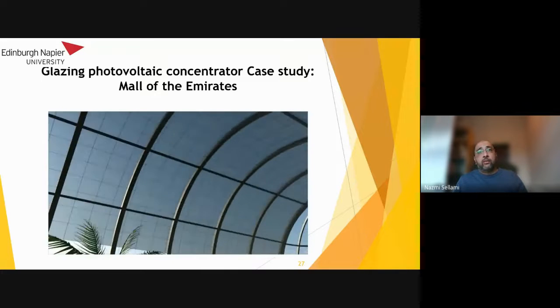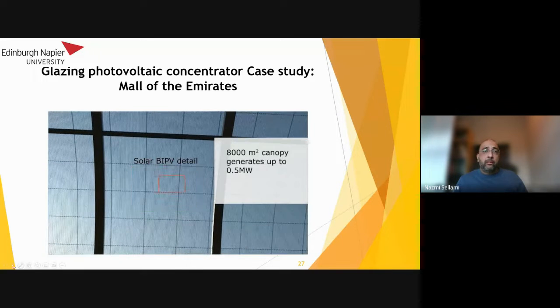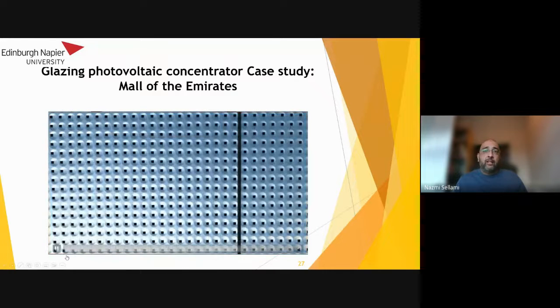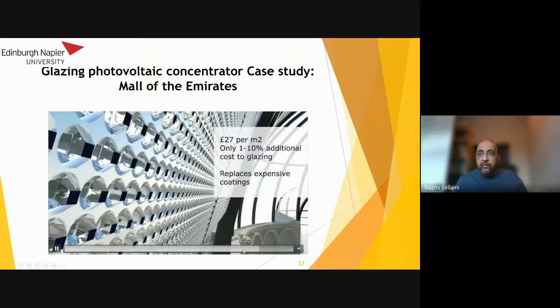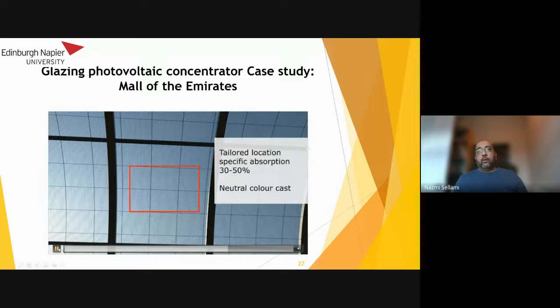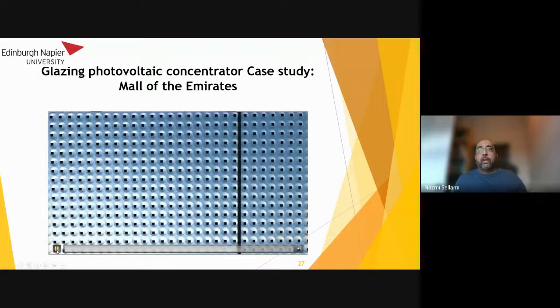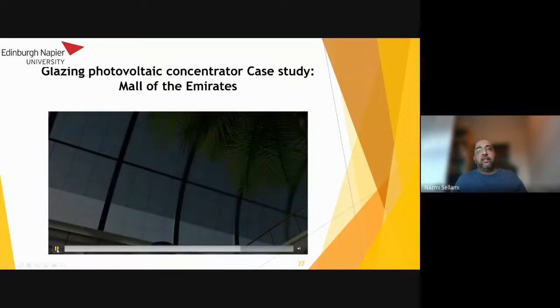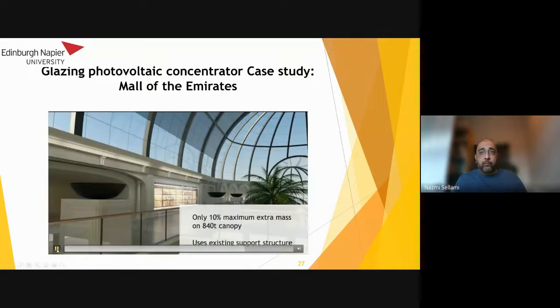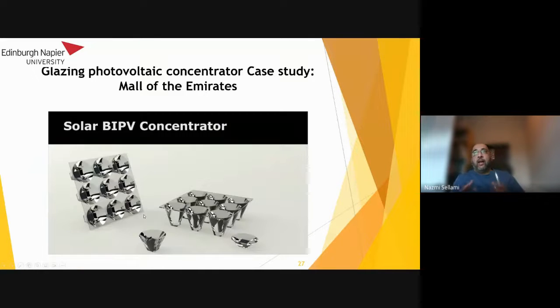Looking in more detail, this is from inside to outside. These are our solar cells. They give good transparency and good daylight. In terms of absorption, I want to focus on this figure. Let's go quickly. We focus on a specific location here, and with our calculation and validated simulation, we can say that area could produce around 0.5 megawatt peak.